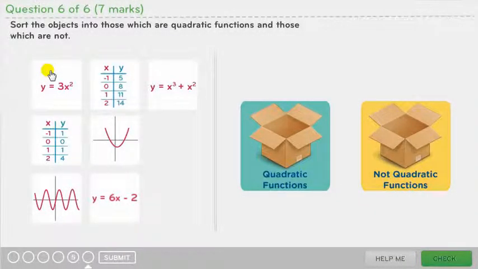In this question you're being asked to describe whether each function is a quadratic or not. We have equations, tables of values, and graphs that we need to be able to sort. Let's first sort the equations.